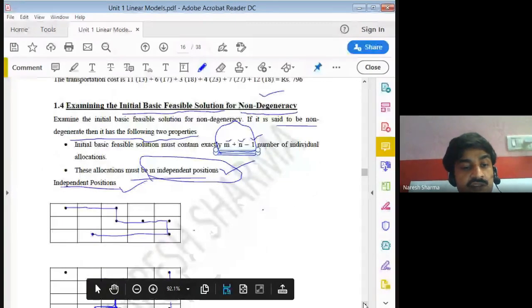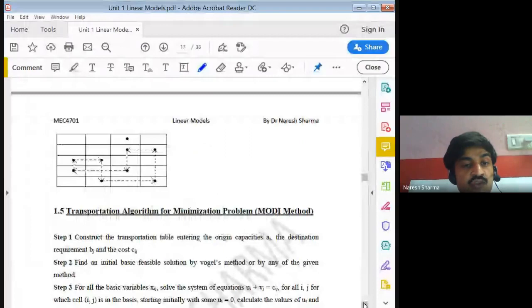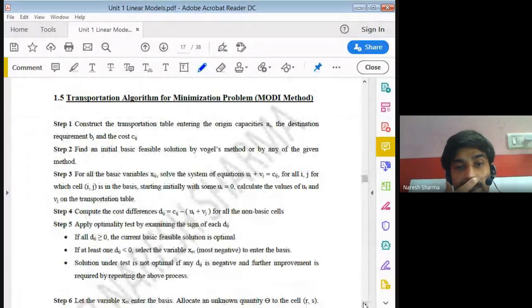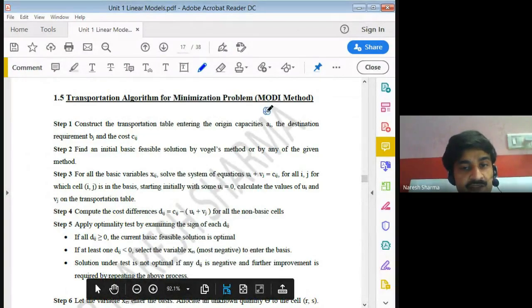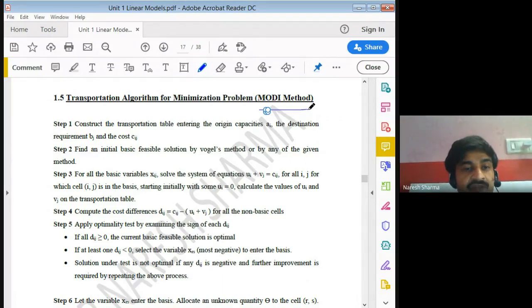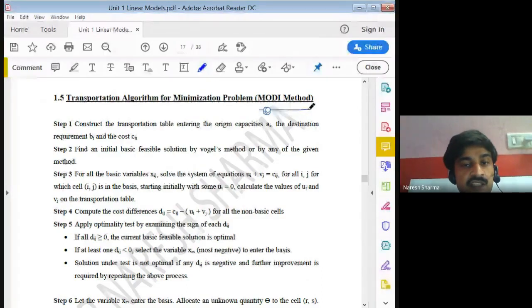So next is the transportation algorithm for the minimization problem, and the method name is the MODI method. This is a very important method. First we find the initial solution by using the northwest method, least cost or Vogel method. You can choose any of these three, it's your choice. But after finding the initial solution, we require an optimized solution, and the optimal solution can be found by using the MODI method.